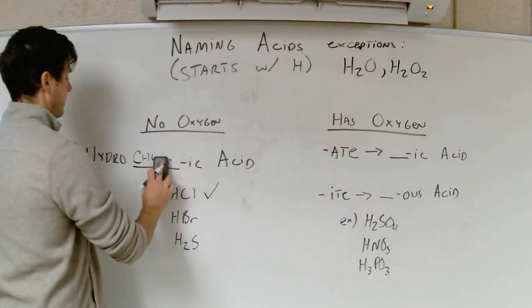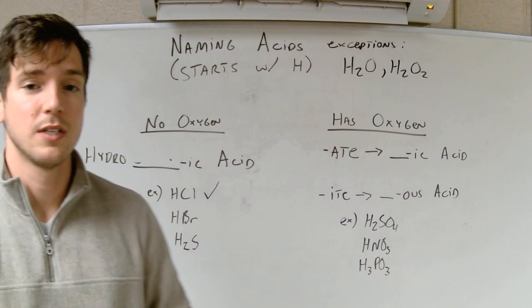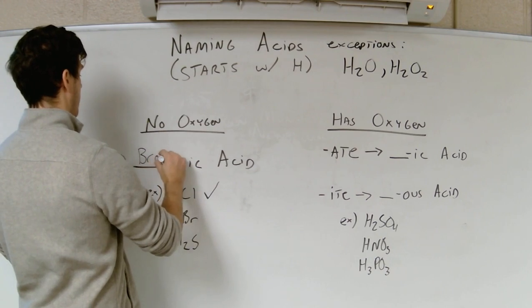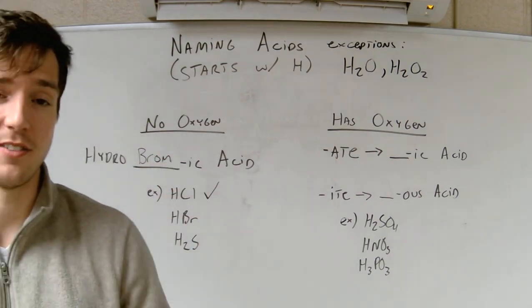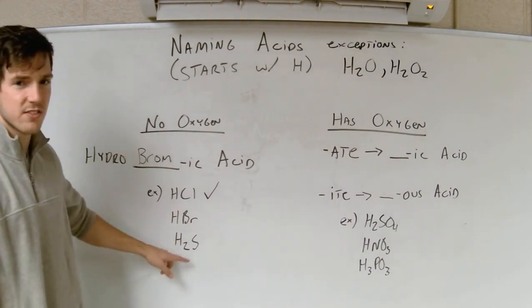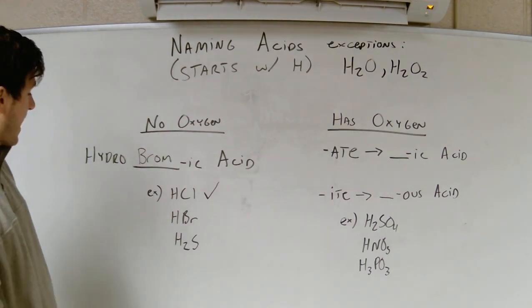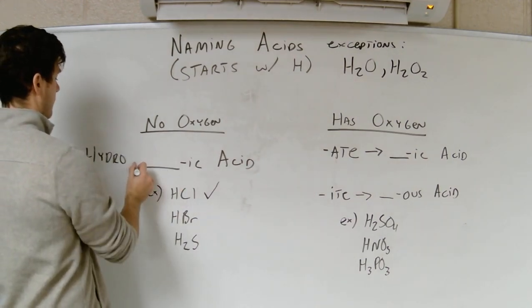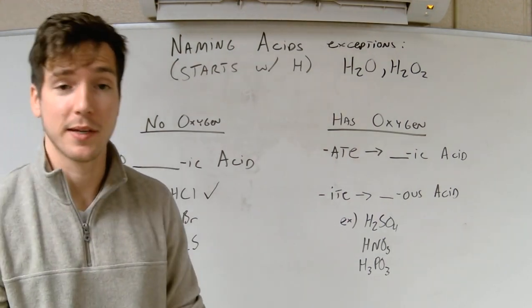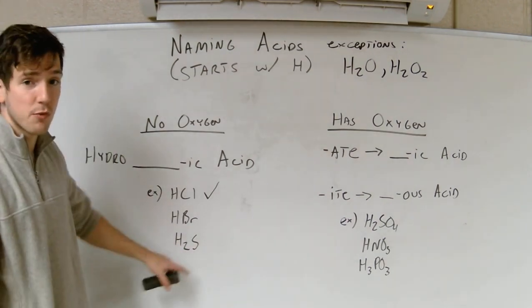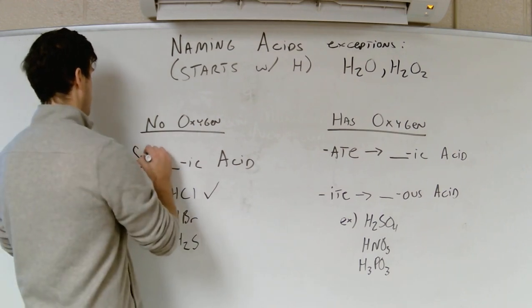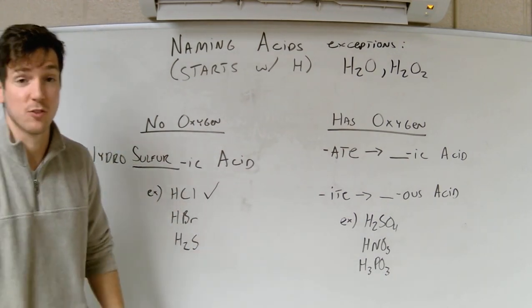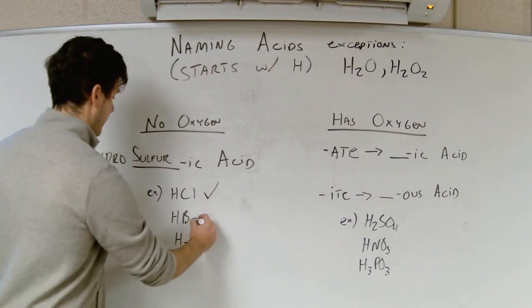HBr. No oxygen, so it's going to be hydro. But bromine, we're going to keep the prefix, so it's just going to be hydrobromic acid. H2S. What is that going to be? What do you think? No oxygen. It's just hydrogen bonded to a sulfur. So it's going to be hydro, and this is going to be sulfuric acid. You could put sulfic acid, okay, but sulfuric acid sounds better. So that's just hydrosulfuric acid.